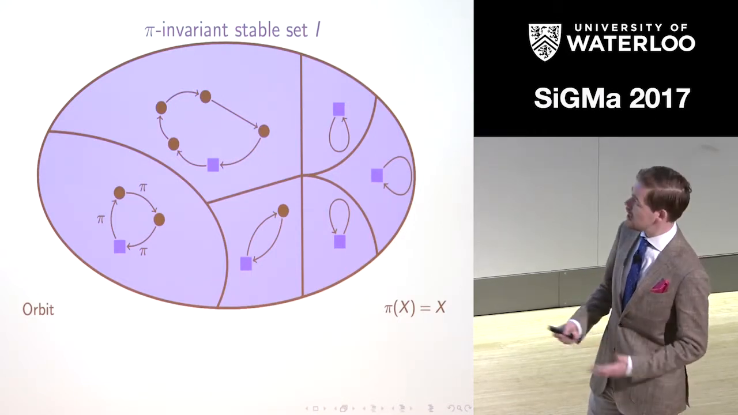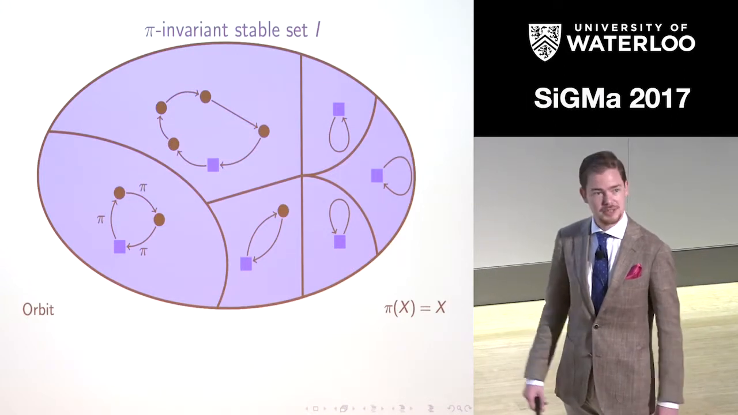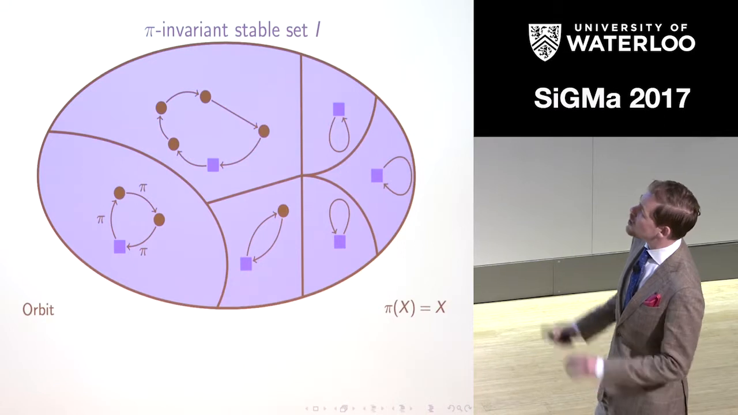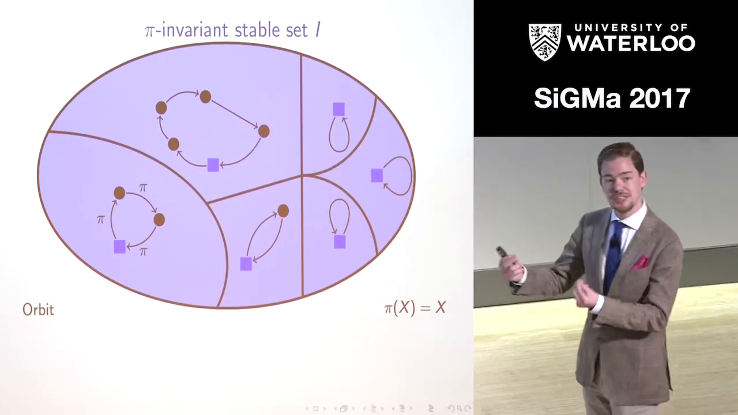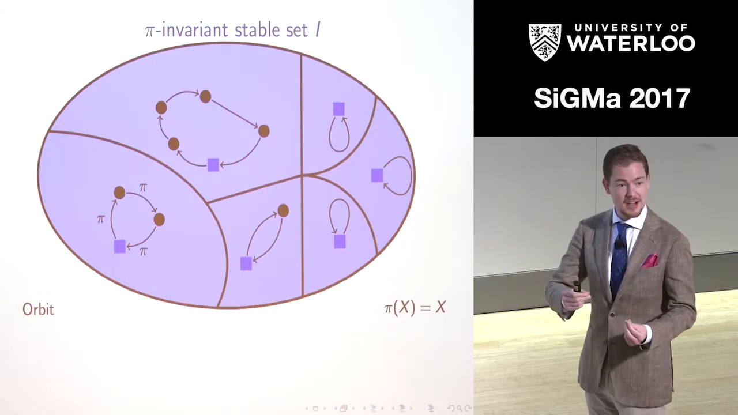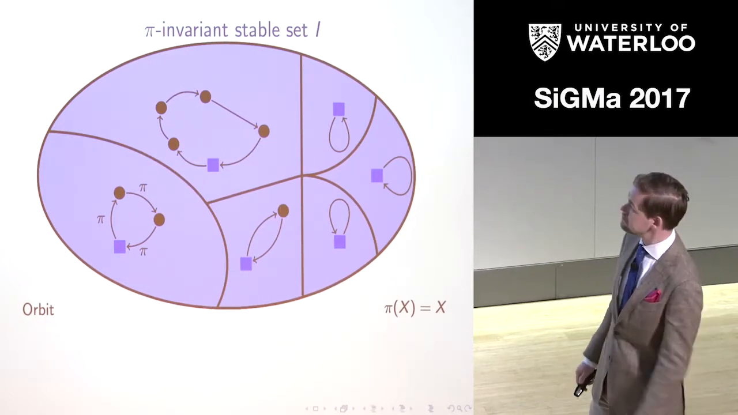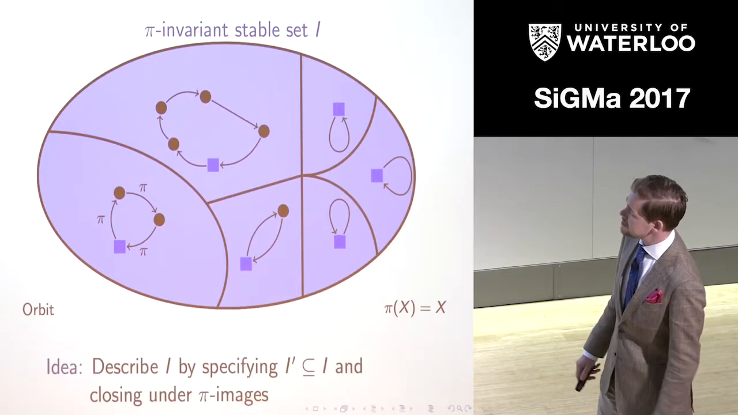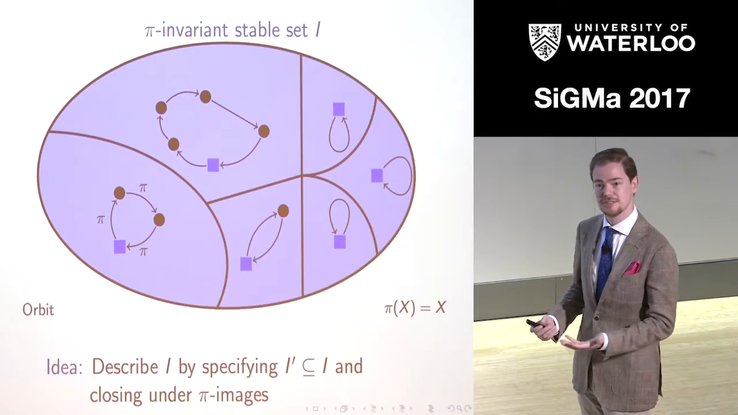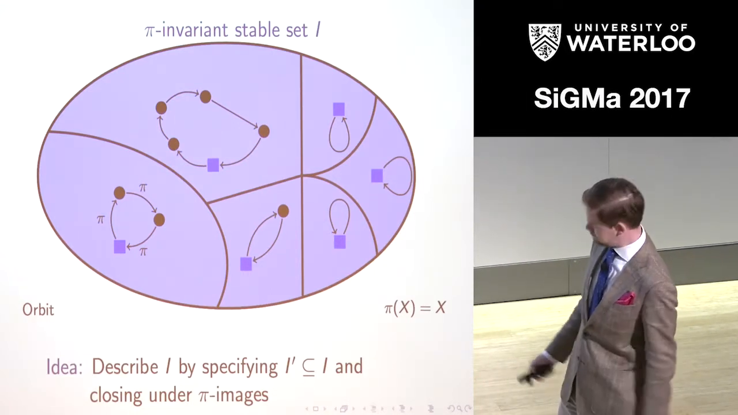And we want to have a concise description of such a stable set, as Rudi mentioned, which is basically our main trick. So what can we do? Well, if we pick a vertex from each of these orbits and we close this set under pi images, we get back the whole stable set. So that's what we're going to do. We describe the stable set by picking a subset, then closing under pi images, and that gives a short description.